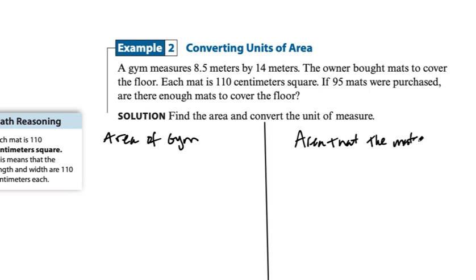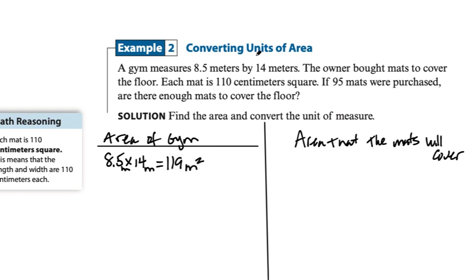Okay, and so that's the best way to compare this area that the mats will cover. All right, so if we think about those two things, first the area of the gym is going to be a little straightforward because we're going to take 8.5 and multiply it by 14. We're talking about meters here and meters here. And when we multiply them, I think we get 119 meters squared, okay, 119 square meters.